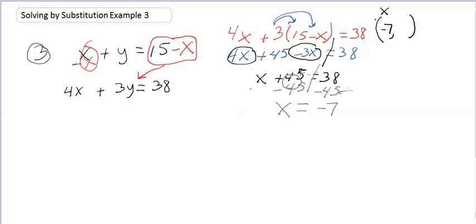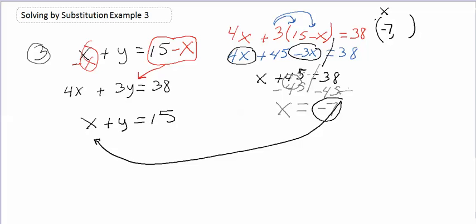So now I've got to go through and figure out what my y is. And what you need to do is, again, you're going to substitute it into one of the original equations. And again, I'm going to go with the easiest one. So the easiest equation that I have is the one where I moved my x and got y by itself. I'm going to take this negative 7 right here, and I'm going to substitute it for this x. So now I have negative 7 plus y is equal to 15.